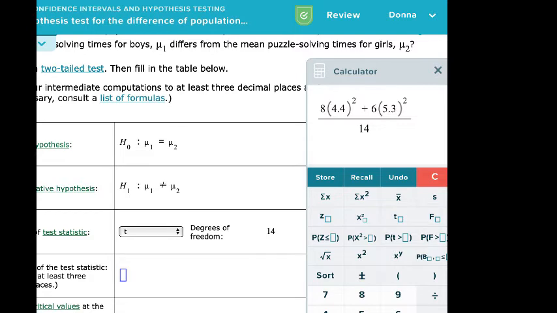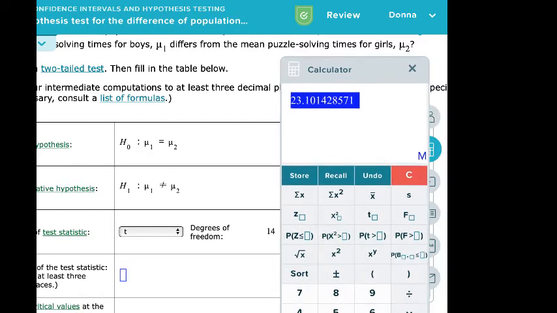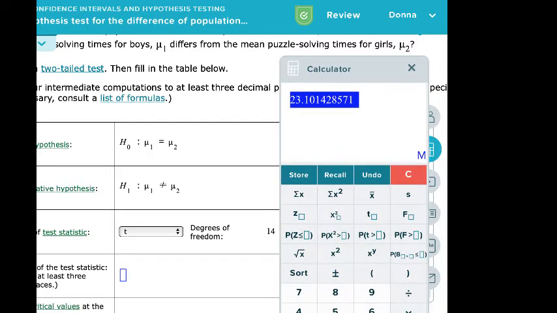All right, so that'll give us the pooled sample variance. Let's find that value, and that gives us 23.101. I'm going to hit the store button, and as soon as I do, an M shows up, letting me know that the value is stored. If I cleared it and did another computation, hitting recall would still bring that number up. So that is the pooled sample variance.